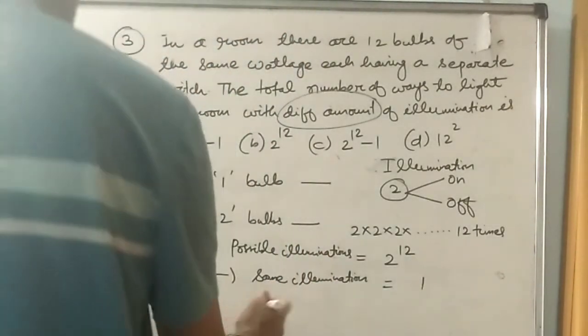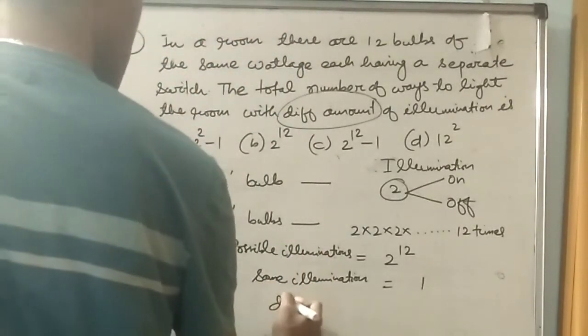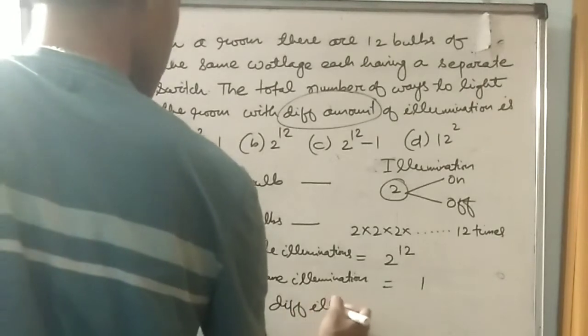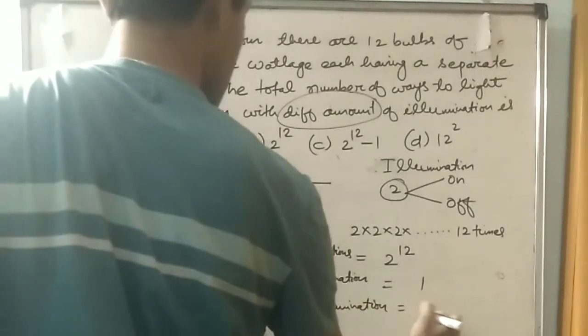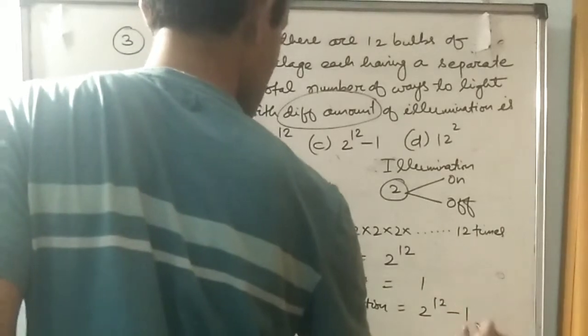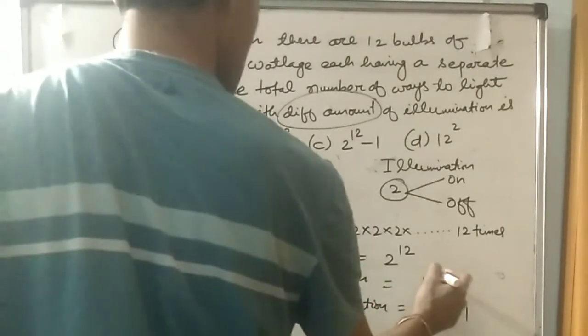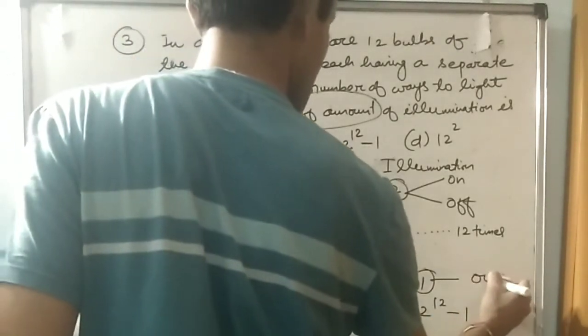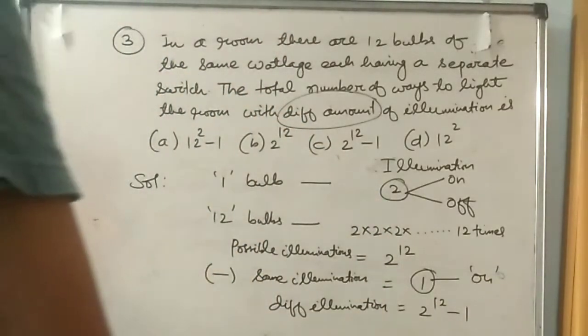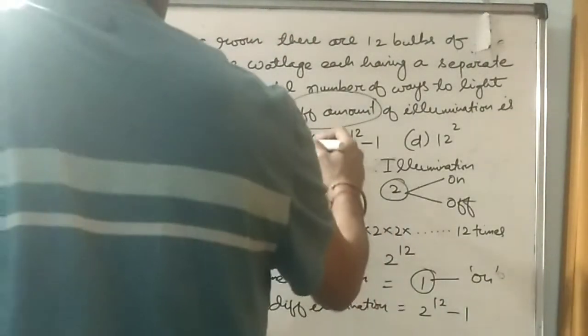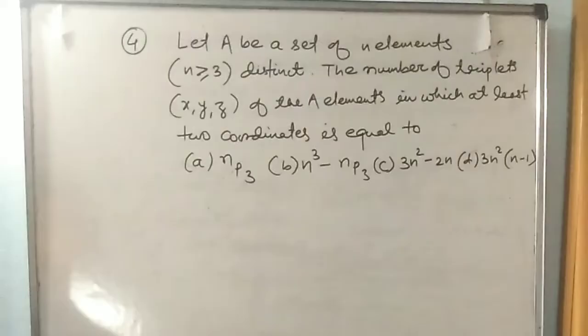And therefore, the different illumination will be obtained by 2 raised to 12 minus 1. This one which we have taken is basically when all are on. Off will not be taken because that is not giving you any kind of illumination. So this way, option number C.